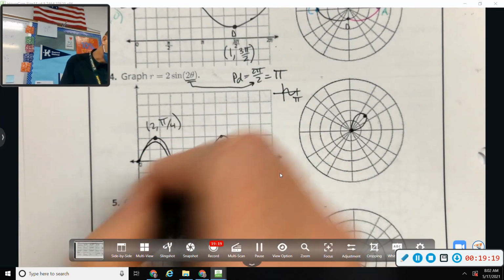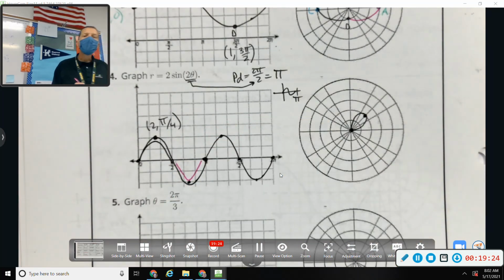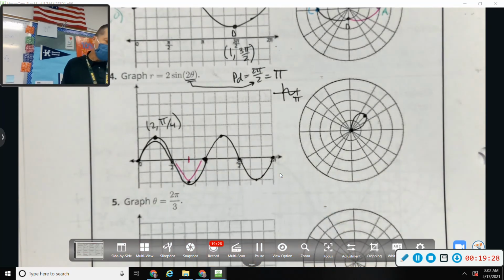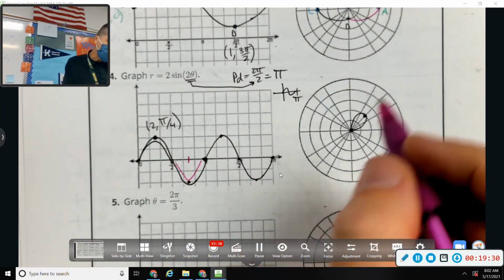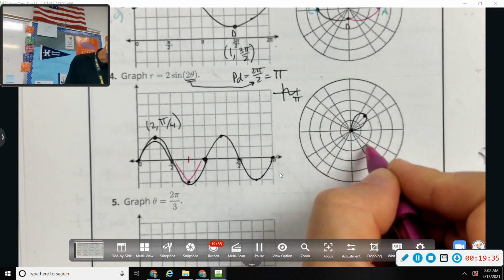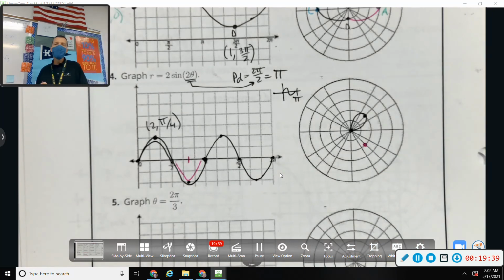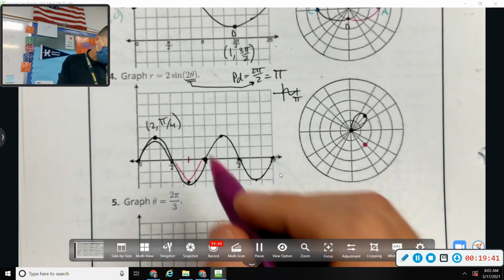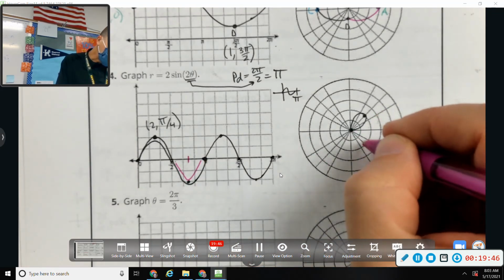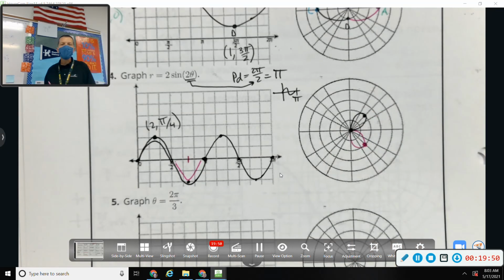Should have switched colors here. All right, let's see, that would be 3 pi over 4. We're at negative 2. So 3 pi over 4, but negative 2. And then at pi, we're back to 0. So we're going to loop out to 2 and come on back.